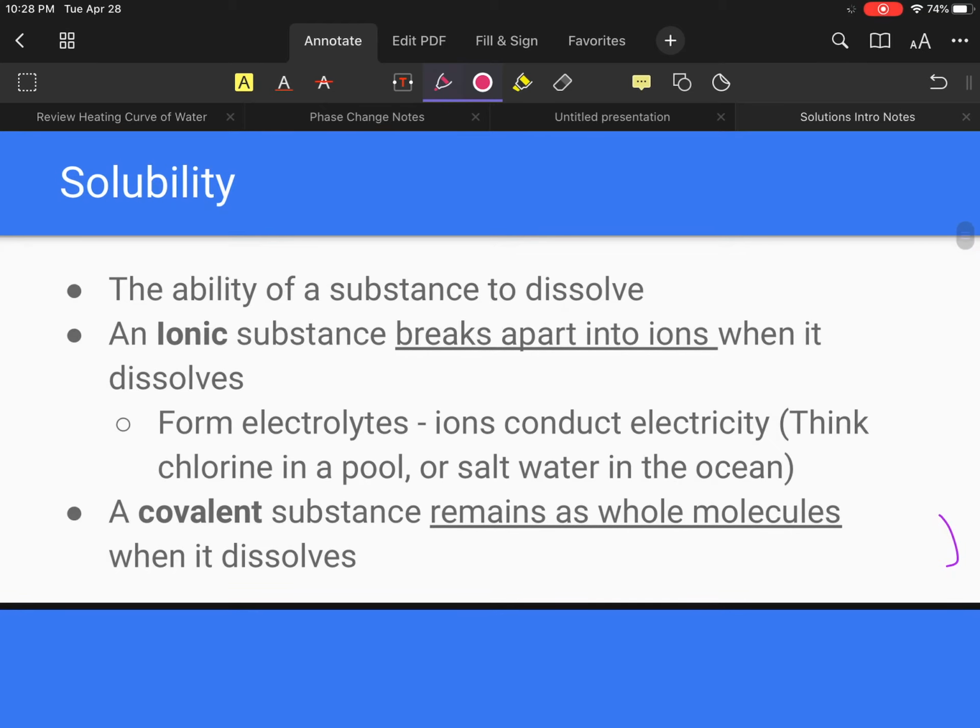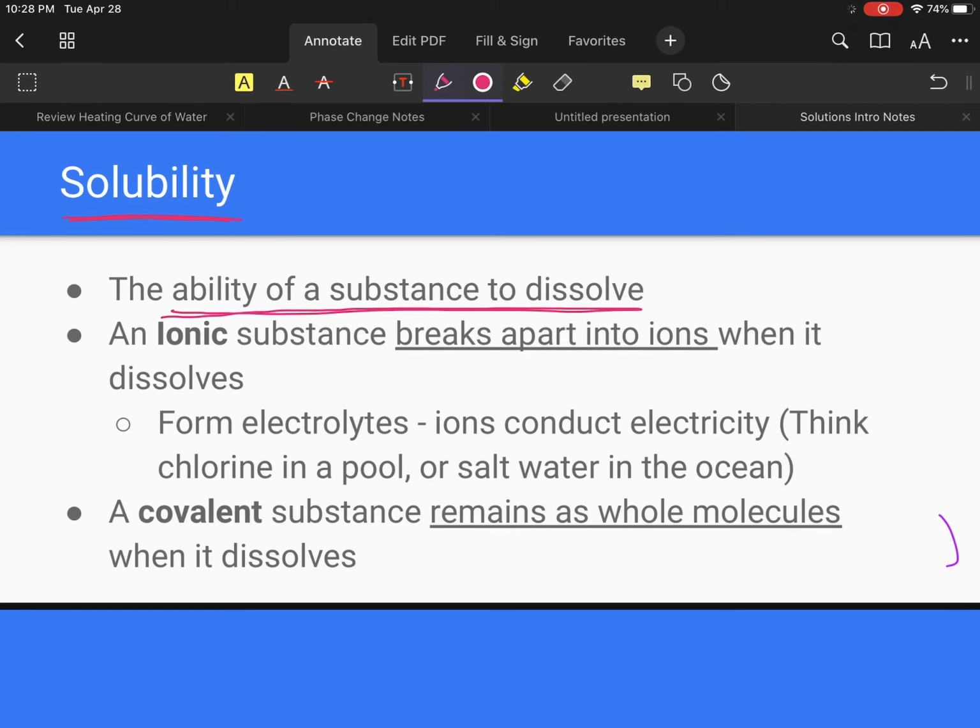So when we're talking about solutions, just knowing what the term solubility means is important. That's just the ability for a substance to dissolve. So if I say something's soluble, that means it can dissolve. We've used this word before, but this is just making sure we understand what it means.